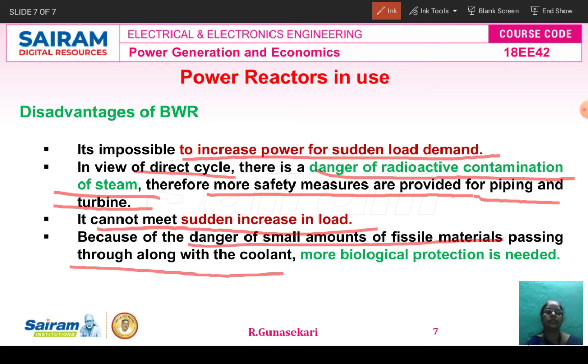Here the water is used as a coolant. Therefore, more biological protection is needed, because biological shielding is one of the components of the nuclear reactor. The boiling water reactor is also one type of reactor. So more biological protection is needed, and we face the problem of danger of radioactive contamination of steam. So it cannot meet a sudden increase in load. So these are the disadvantages, that is the demerits, of the boiling water reactor.